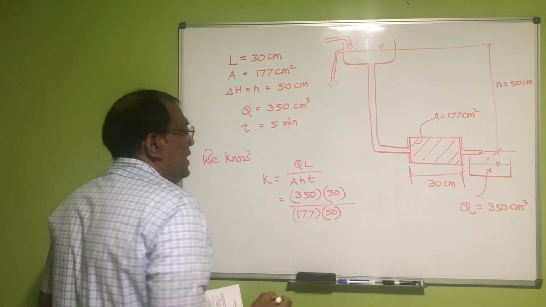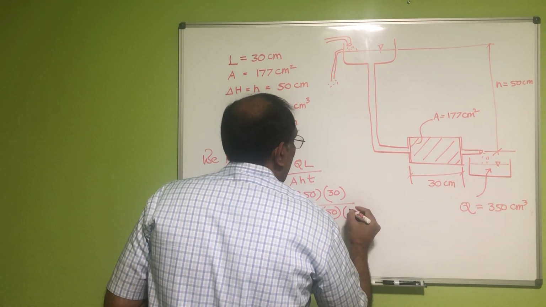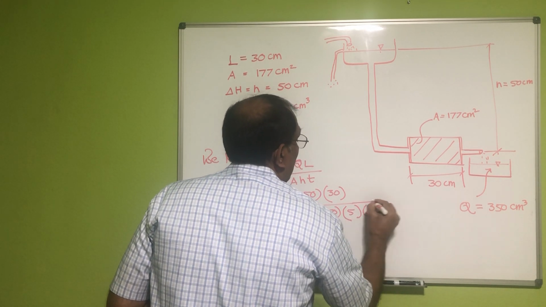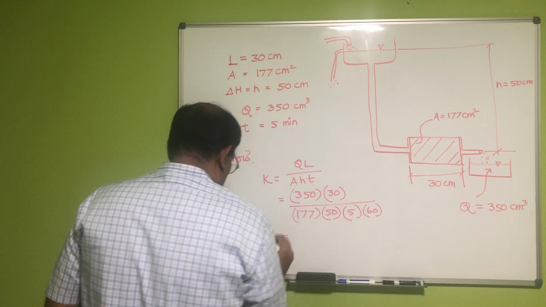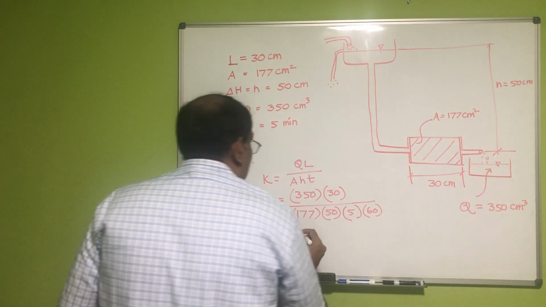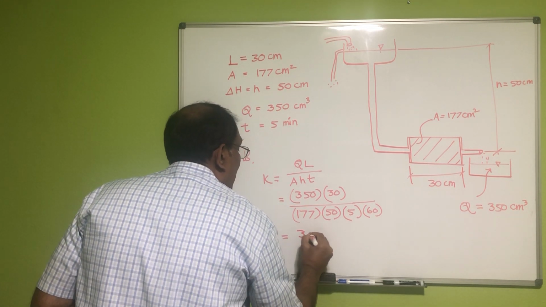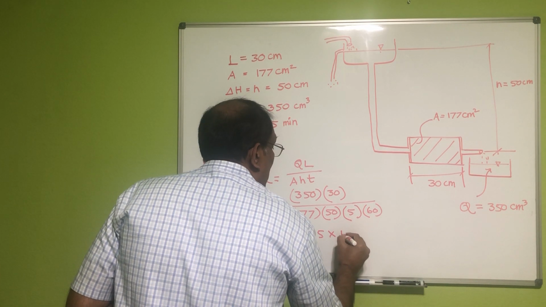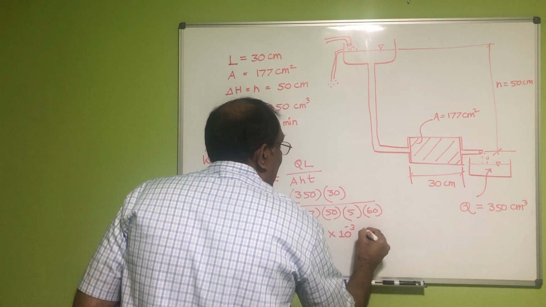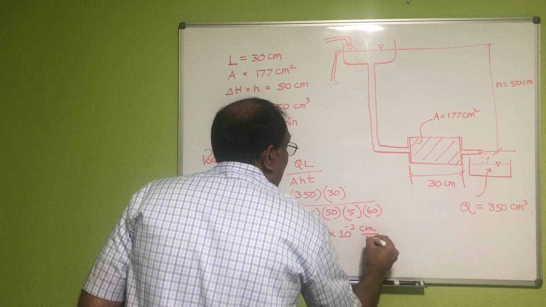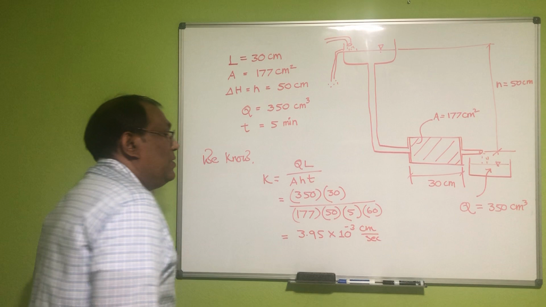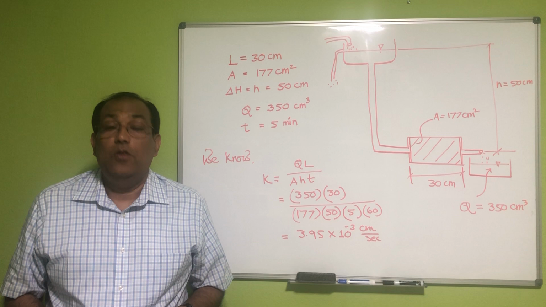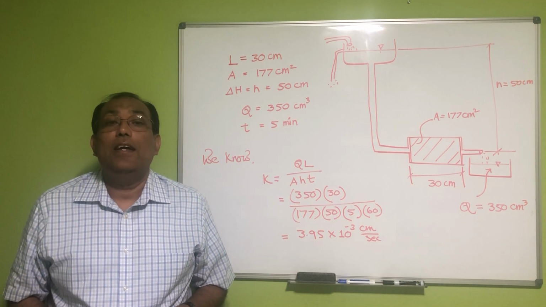and time T is in minutes, so if you want to change that to seconds, then you have to multiply that by 60. So this will give you the K value of 3.95 times 10 to the power minus 3 centimeter per second. So basically the answer would be 4 times 10 to the power minus 3 centimeter per second, B.